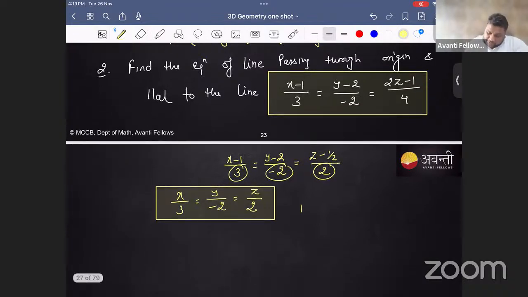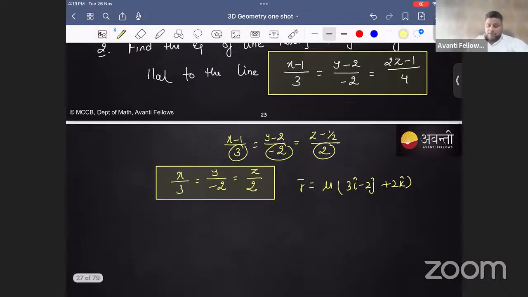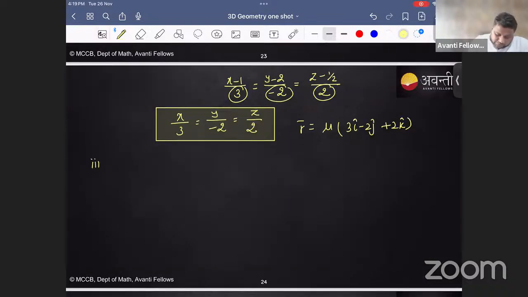So in the vector form, this line can be written as r = 0i + 0j + 0k + mu times (3i cap minus 2j cap plus 2k cap). Got it?